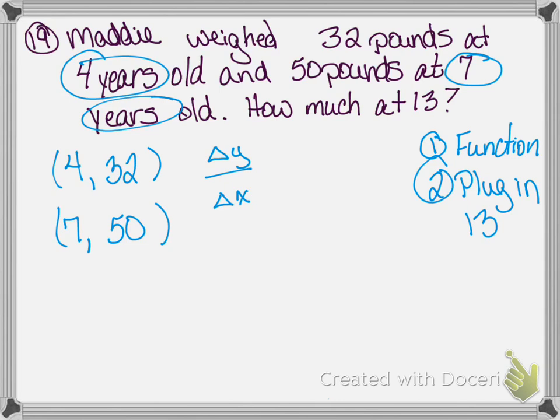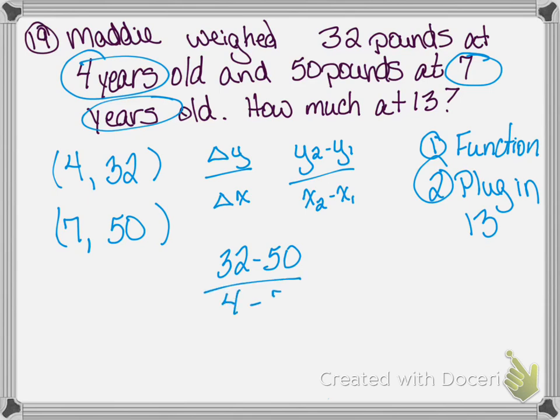Or you can think of it as y sub 2 minus y sub 1 over x sub 2 minus x sub 1. So I have 32 minus 50 over 4 minus 7. 32 minus 50 is negative 18. 4 minus 7 is negative 3. So my slope here is going to be 6. What that's saying is that Maddie gained 6 pounds per year. So my slope is 6.